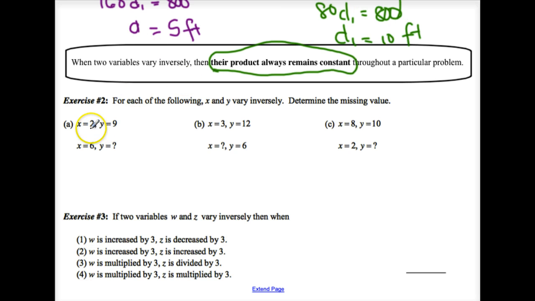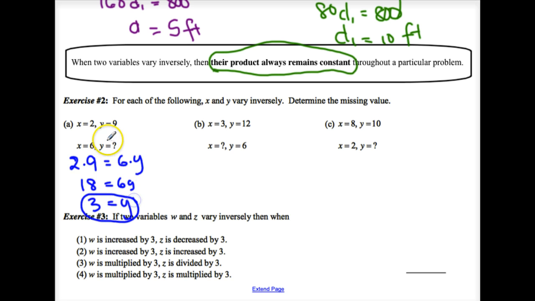First example says x equals 2, y equals 9, and I want to find the value when x is 6, what is y? So let's just set it up. I know 2 times 9 is going to be 6 times y. Simplify this. 18 is equal to 6y. Divide both sides by 6. Y has to be equal to 3 in order for this to be true.